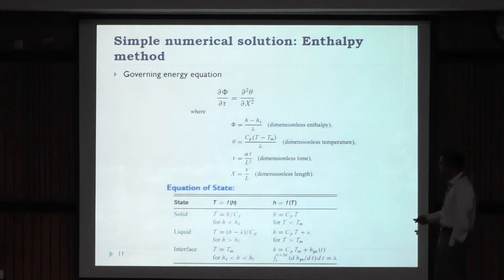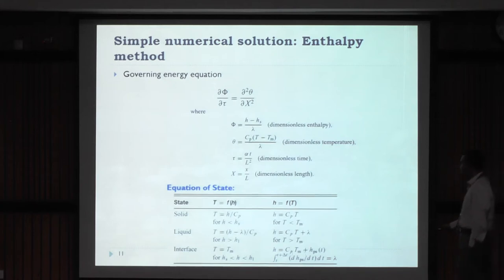Now, what is the advantage of this enthalpy method? Basically, here you are not actually tracking the temperature. Rather, you are tracking the enthalpy of the system. And when the phase change occurs, the latent heat will also be calculated through enthalpy. So this is actually the simple model. What they have used is a relation between phi and theta, which is non-dimensionalized in this fashion.